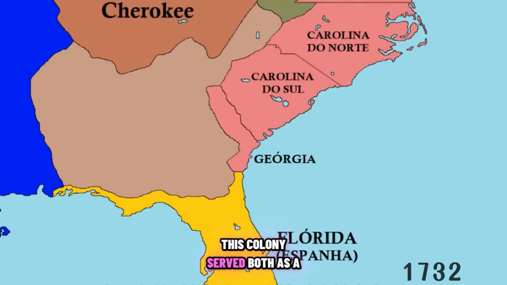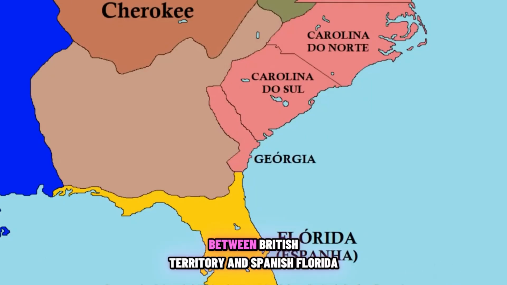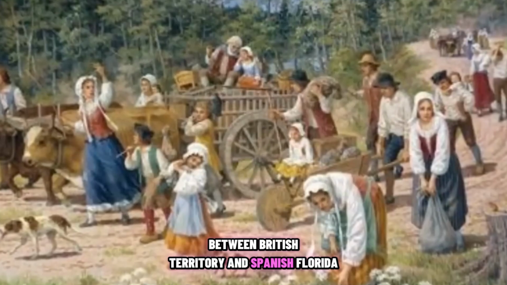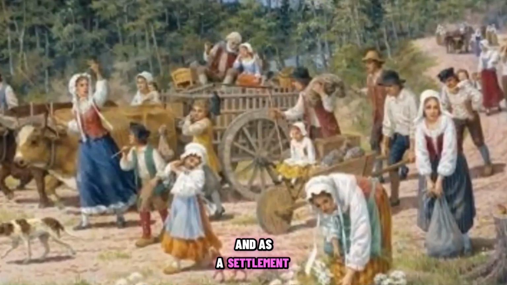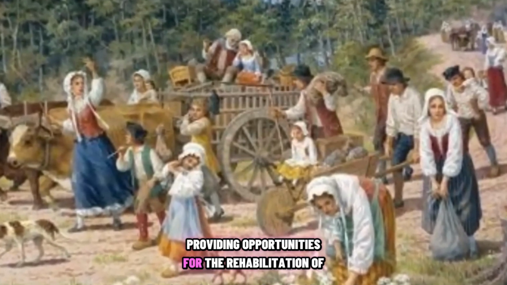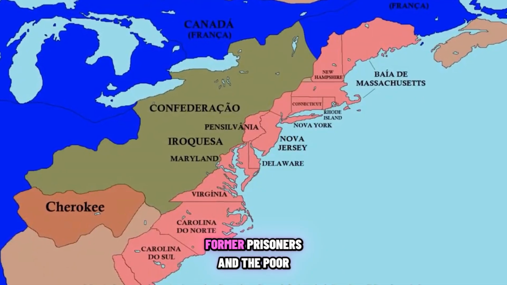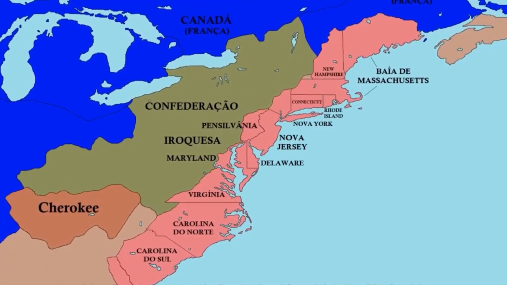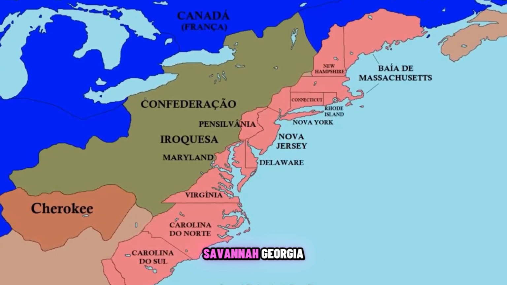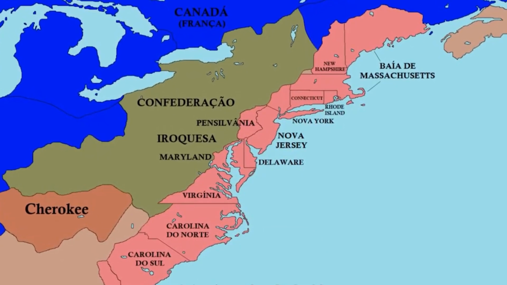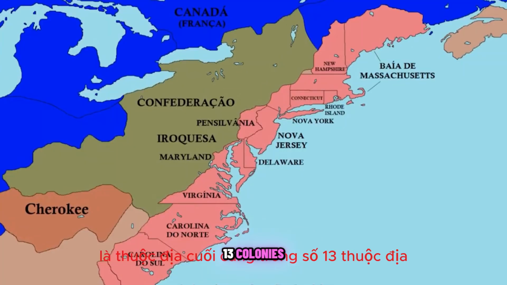This colony served both as a buffer zone between British territory and Spanish Florida, and as a settlement providing opportunities for the rehabilitation of former prisoners and the poor. Georgia was the last of the 13 colonies to be established before the American Revolution.